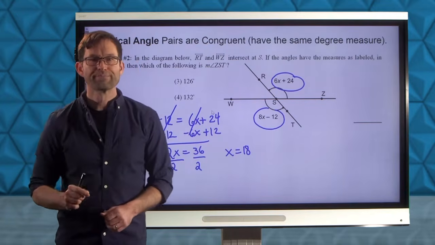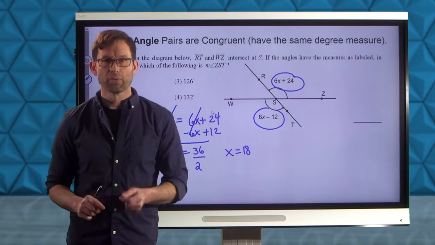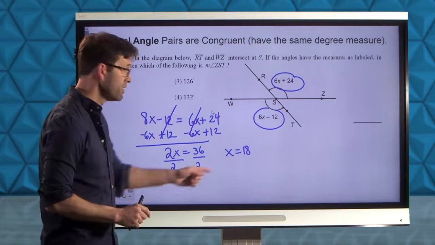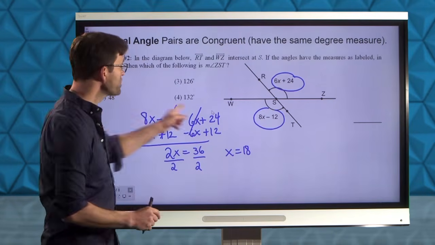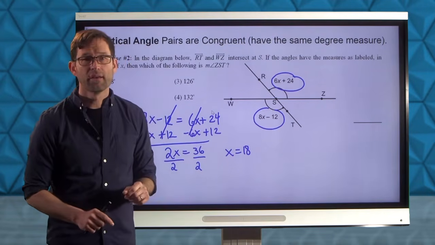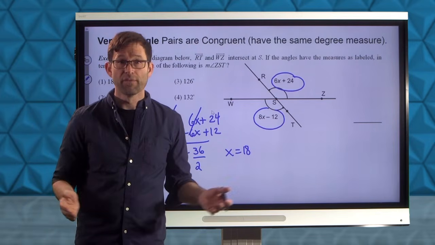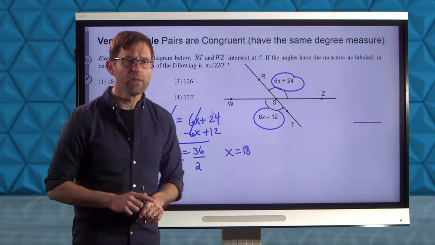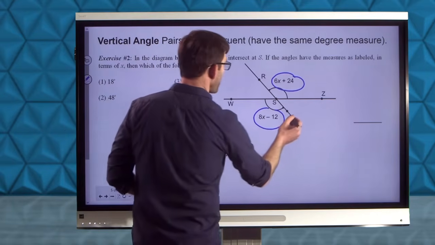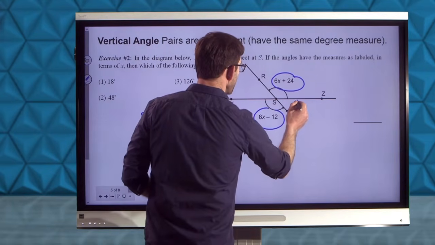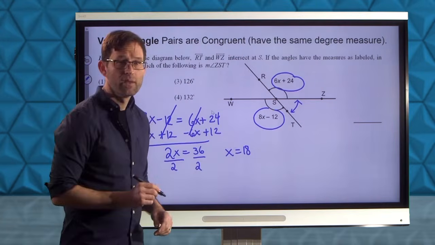Now, beware. Oftentimes when students do an algebraic procedure and they get an answer, they say, hey look, 18, choice 1, in the blank. Except that's not what the problem asked us for. The problem didn't say, tell me what the value of x is. Specifically, the problem asked for the measure of angle ZST, this angle.